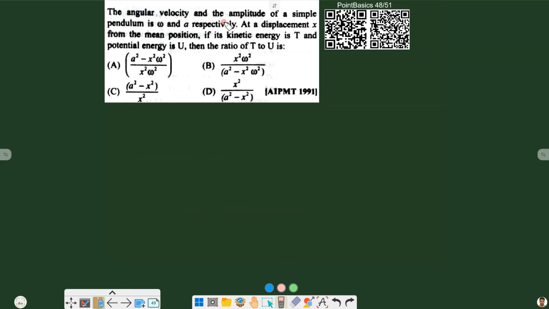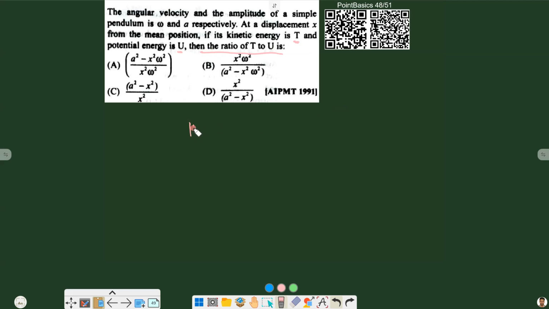Angular velocity and the amplitude of an SHM pendulum are omega and a respectively, and the displacement from the mean position is x. If kinetic energy is T and potential energy is U, then find the ratio of T and U.